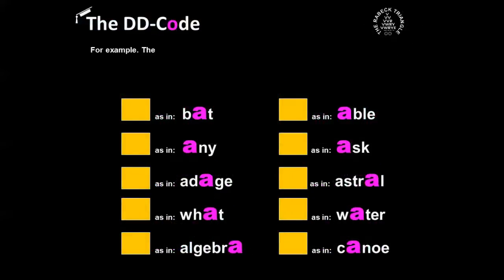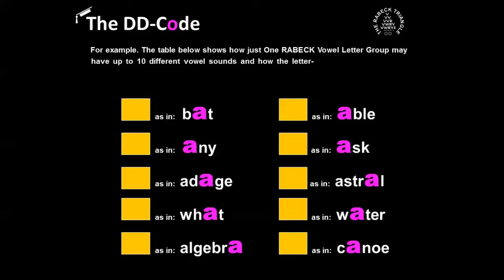For example, the table below shows how just one RABECK vowel letter group may have up to 10 different vowel sounds, and how the letter A changes sound from word to word within the language.